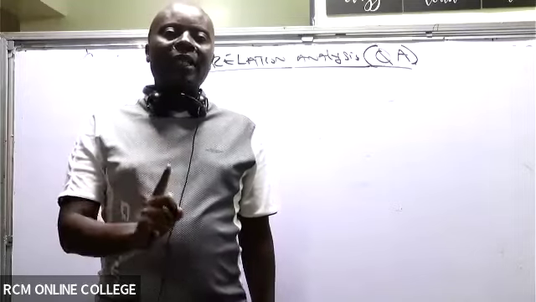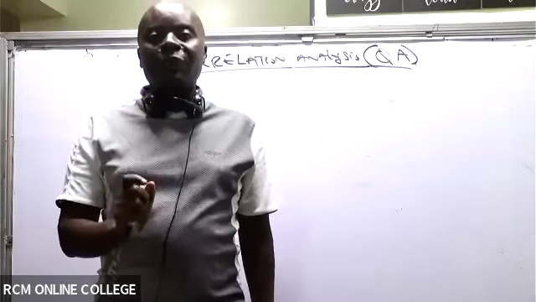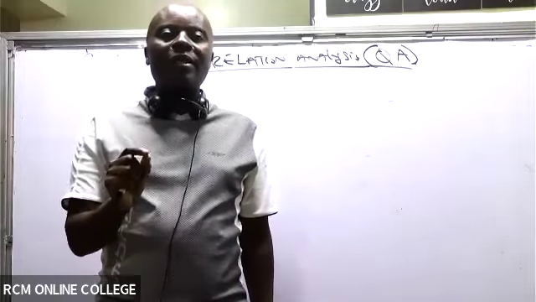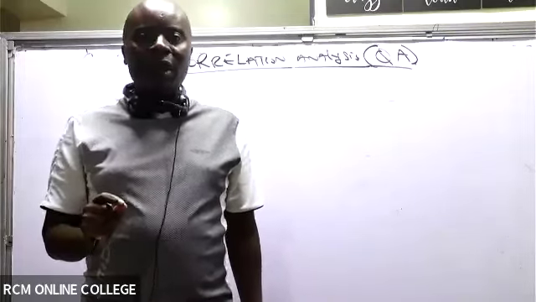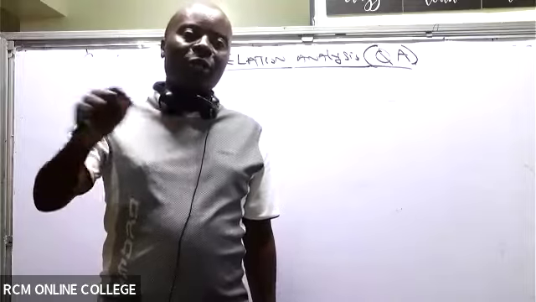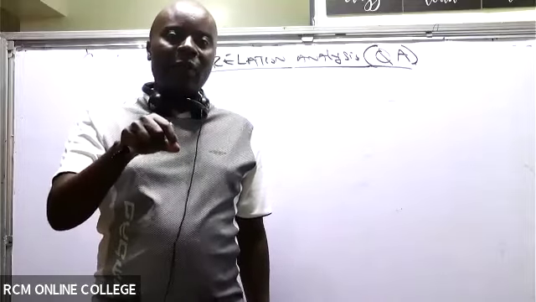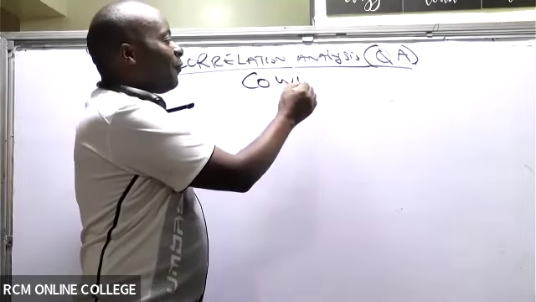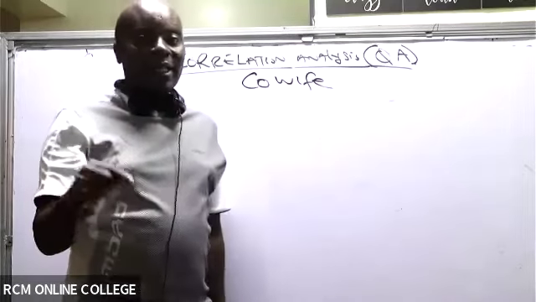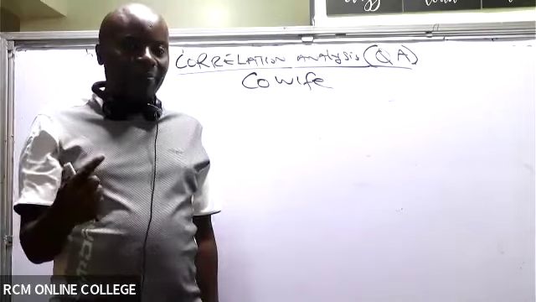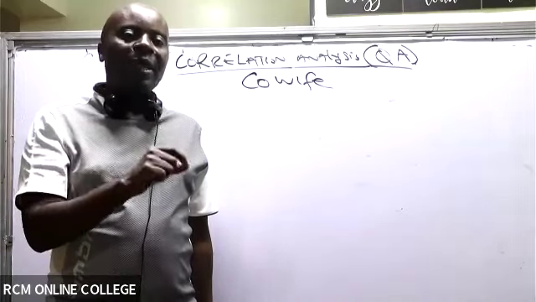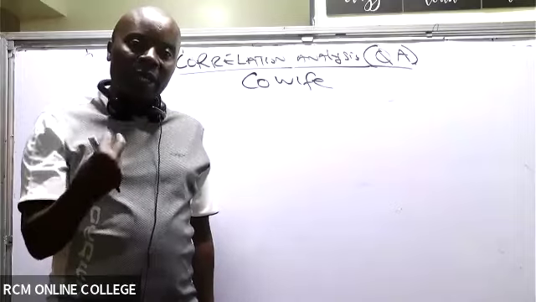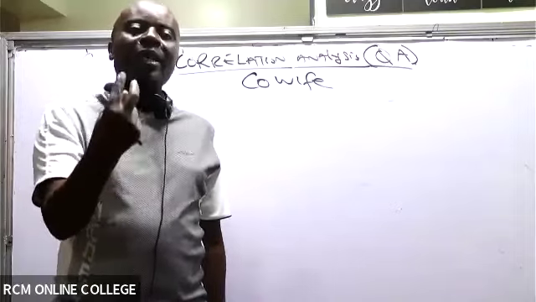And today we are looking at quantitative analysis, specifically correlation analysis, topic number four. Whenever they talk of correlation, "co" means shared. If you're passing through somewhere and you hear somebody talk about a co-wife, it means there is a husband being shared somewhere. So correlation means you've got two or more variables and you're trying to look at the association between the variables.